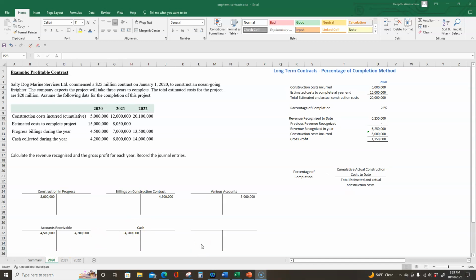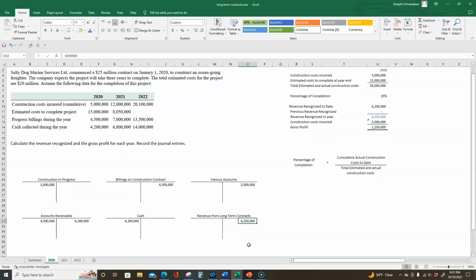We have one more journal entry, and that is to recognize revenue during the year. We already calculated that during this year, we're going to recognize $6,250,000. That gets credited to an account called Revenue from Long-Term Contracts. So revenue from long-term contracts is $6,250,000. That is what we calculated to be 25% of the total $25 million contract. We credit revenue because revenue is increased by credits.